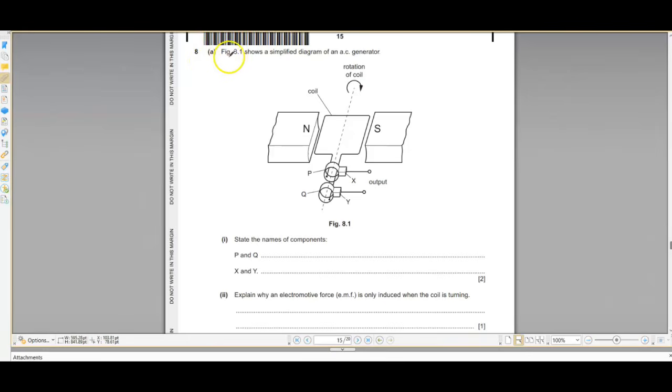8th question. Figure 8.1 shows a simplified diagram of an AC generator. State the name of the components. As this is a generator, these rings are going to be called slip rings.